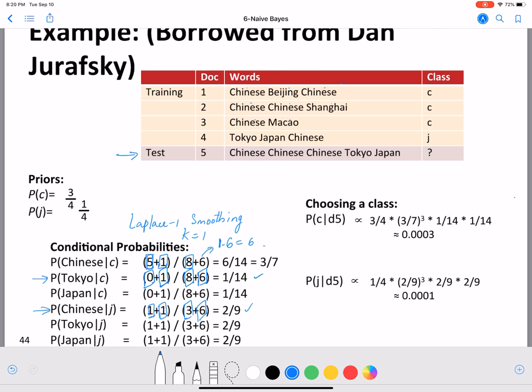For each word in our test data set, for Chinese, for Tokyo, and for Japan, for these 3 words we calculated across all the training documents: P of Chinese given C, P of Chinese given J. Similarly, P of Tokyo given C, P of Tokyo given J, P of Japan given C, and P of Japan given J. All these values we calculate similarly. After calculating these values, we know how to arrive at the final answer, right? We multiply them together along with the prior values, P of C and P of J.